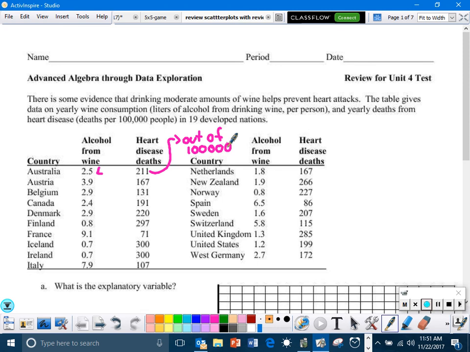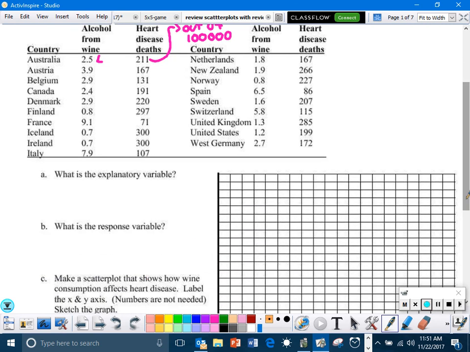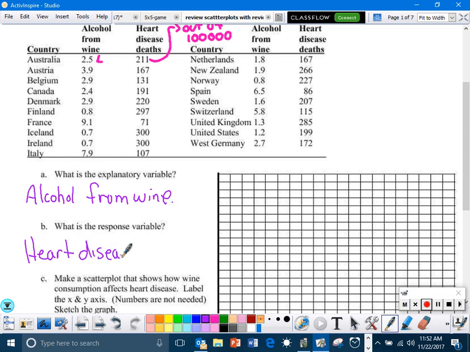The first thing we're going to do is figure out the explanatory variable. The explanatory variable would be alcohol from wine. The response would be heart disease deaths. As I mentioned in previous videos, at any time you can pause it if I'm going too fast.